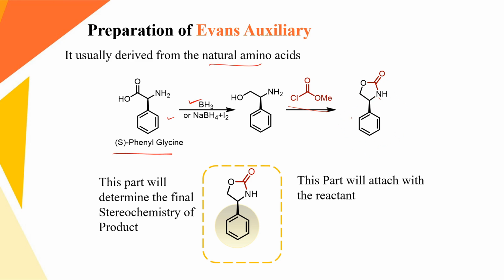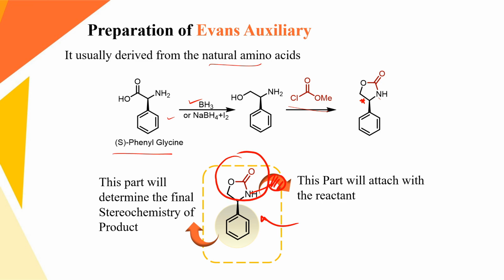So this particular auxiliary has two particular centers. The upper part, the NH part, is attached to the achiral part, and the phenyl group has a stereocenter, a chiral center here. This part determines the stereochemistry of the product, and the other part is attached to the achiral reactant.